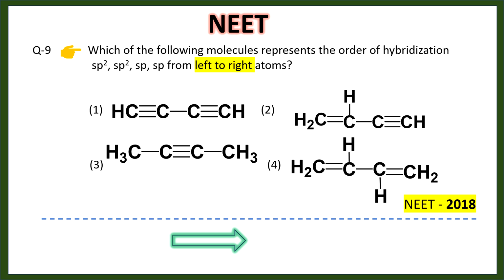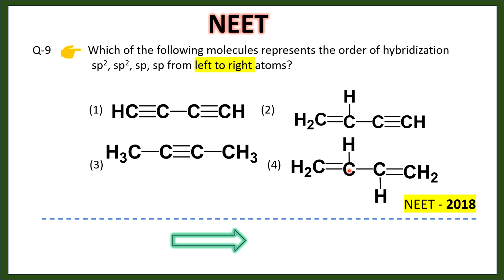Now question number 9. Which of the following molecules represents the order of hybridization sp2, sp2, sp, sp? Left to right, this we have to keep in mind, otherwise you could make a mistake. First sp2, sp2, then sp, sp. See, a triple bond is sp, so we can remove this. This is CH3, a single bond, so we can remove this option. Now among these two, left to right, that means from here we are doing the right thing. This is sp2, this is also sp2.